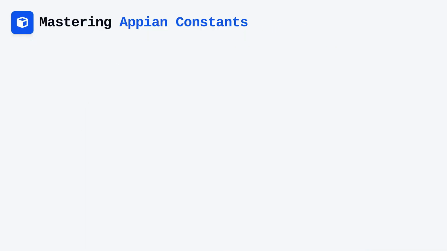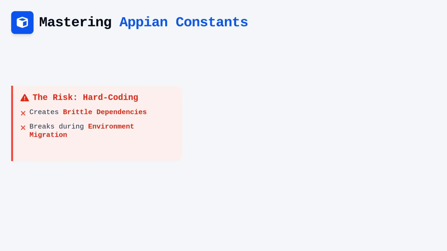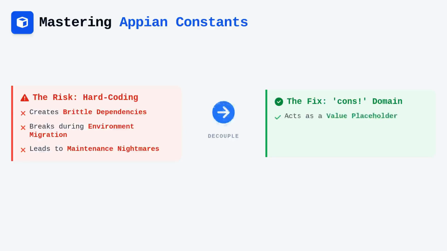In any reasonably complex software system, hard-coding values directly into your logic is a practice that breeds maintenance nightmares. If you find yourself typing a specific folder ID or a base web address directly into an interface or a process model, you are creating a brittle dependency that will break the moment you move that object between environments. Appian provides the cons domain specifically to address this concern by decoupling the value from the implementation logic.